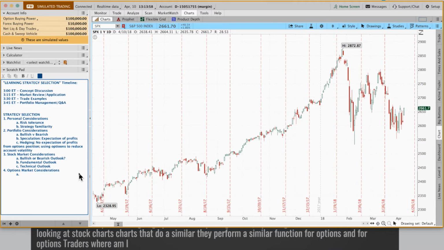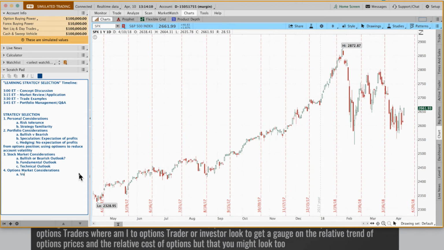Where might an options trader or investor look to get a gauge on the relative trend of options prices and the relative cost of options? For that, you might look to a volatility index. An example of that, exactly, Dan and Donna, like the VIX.